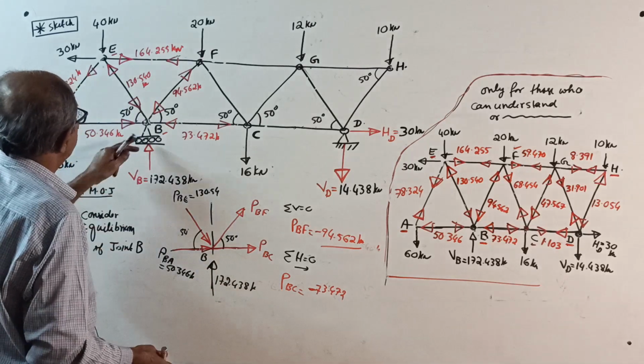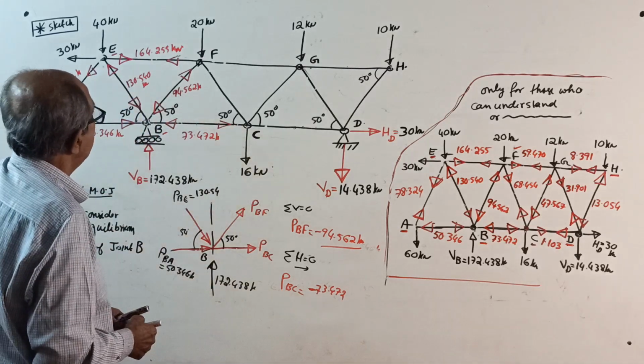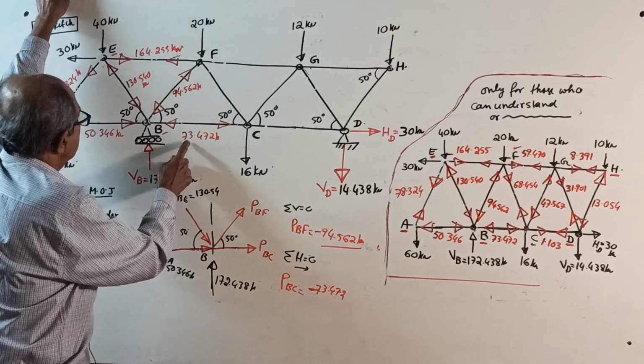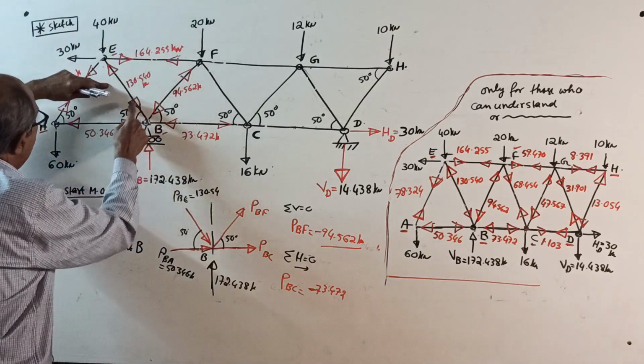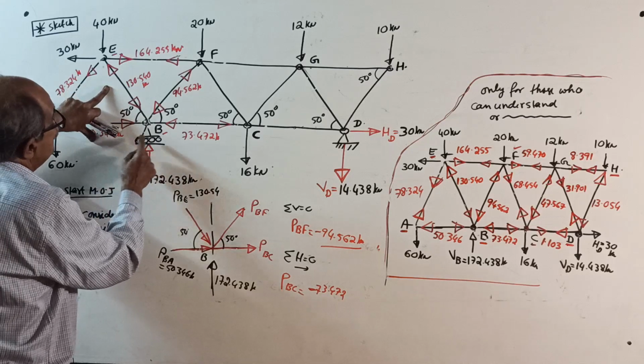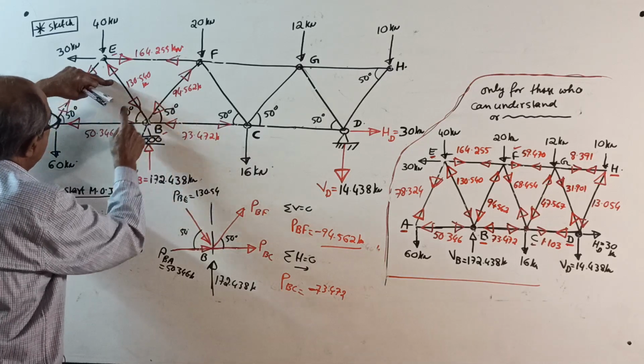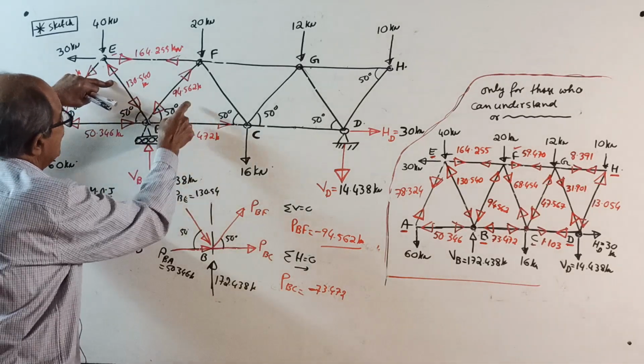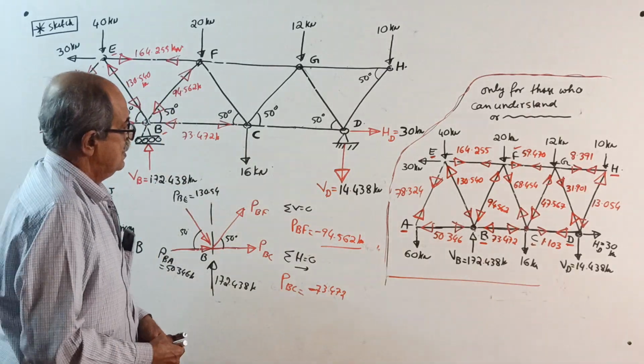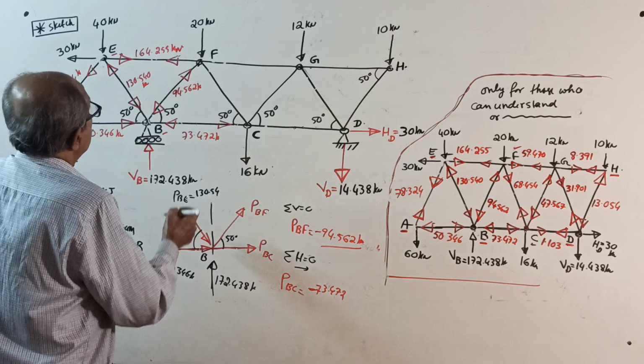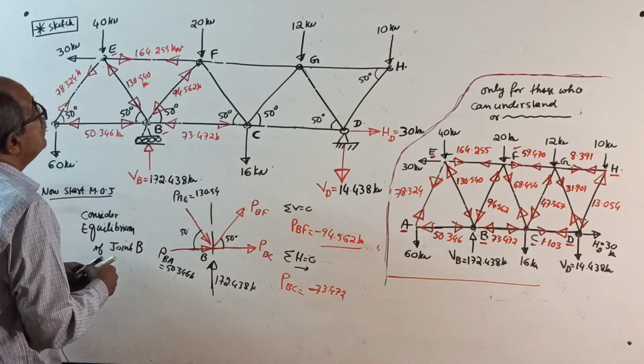130. Yes, because 130 is there. I got it now. Because 130 and 50 is 180. Okay, correct. Now which one is over? Joint B also over. Now I will go to joint F.